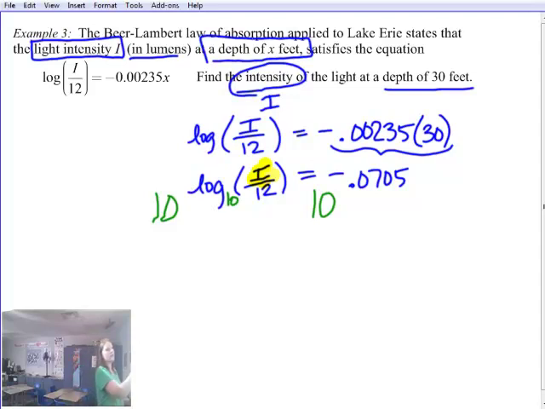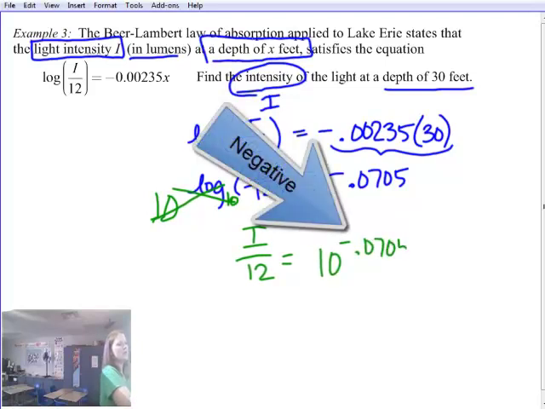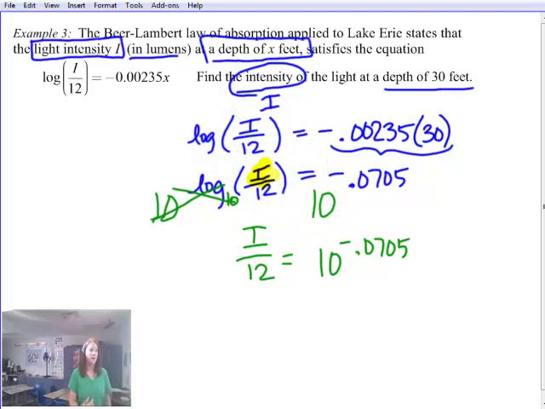Now I've got 10 raised to the log base 10, which all basically undoes each other, and I'll be left with I over 12. And on the right hand side of my equation, I'm going to have 10 raised to the 0.0705. Just a guess, that's not a pretty number. It's going to be a small number because 10 raised to a negative will be a number 1 over 10 to the 0.0705. Okay, what was I trying to do? I was trying to get I by itself. Now all I have to do is simply multiply both sides by 12, and I will get I equals.